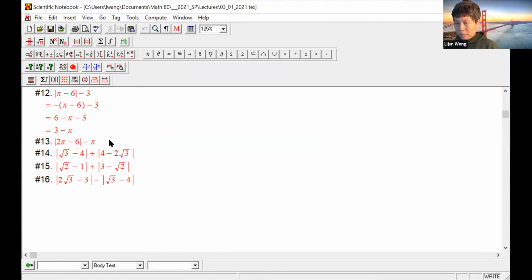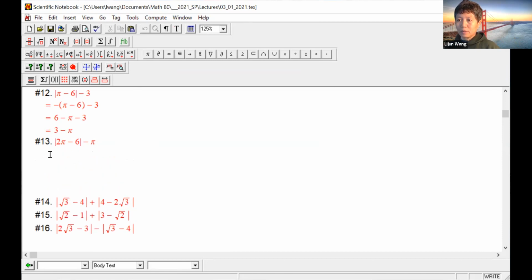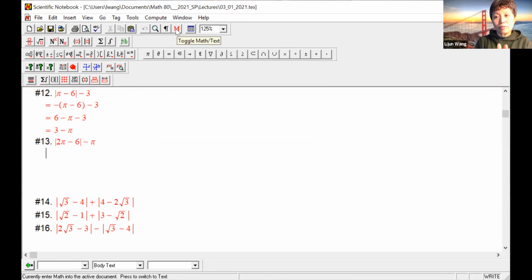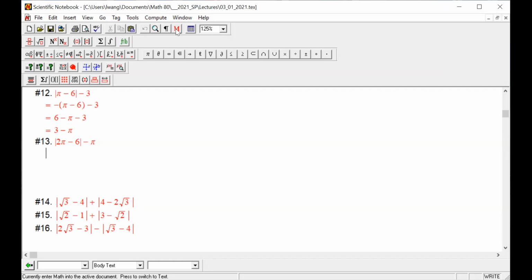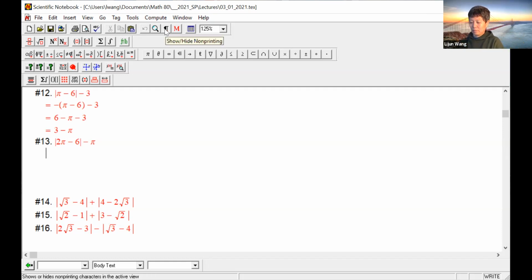Okay. So next, 2 pi minus 6. So you just have to decide what's inside the absolute value sign, whether it's positive or negative. If it's positive, the absolute value of that positive number is the same. If it's 0, it's going to be 0. If it's negative, it's going to be its opposite. Does that make sense? So you just have to decide the sign of the number inside the absolute value.